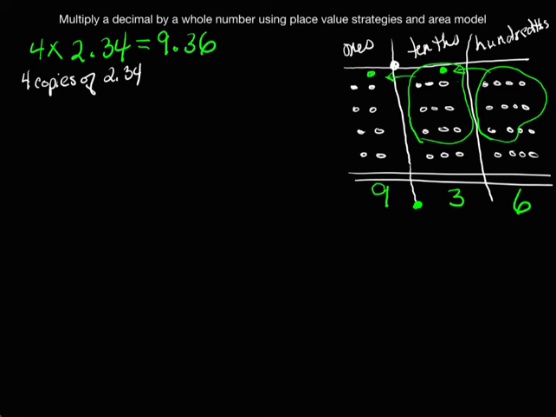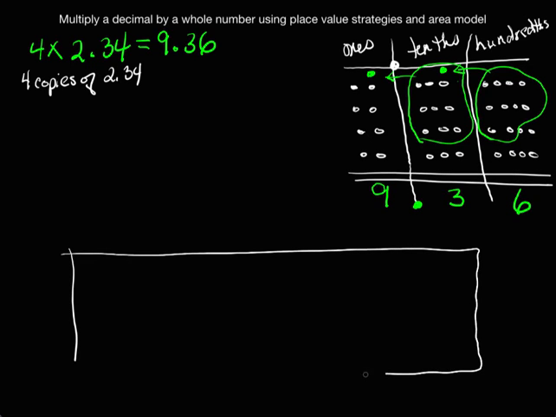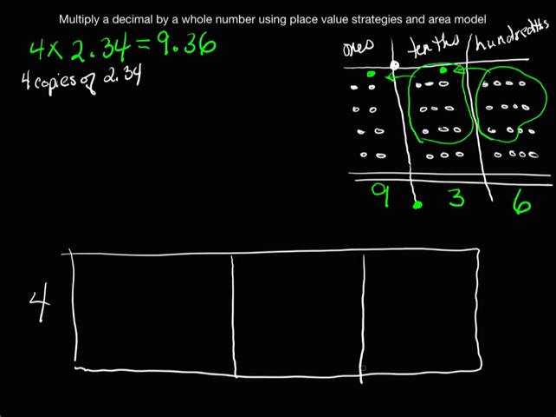Now let's go ahead and use an area model. I'm going to draw the area model down below, and I'm going to write the number 4 off to the side of my rectangle. That will be my area model. I'm going to have 3 columns in my area model, and I'm going to take my number 2 and 3/100 and decompose it. I'm going to rewrite it as 2 ones plus 3/10 plus 3/100.